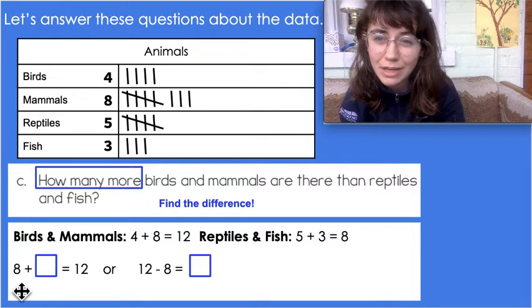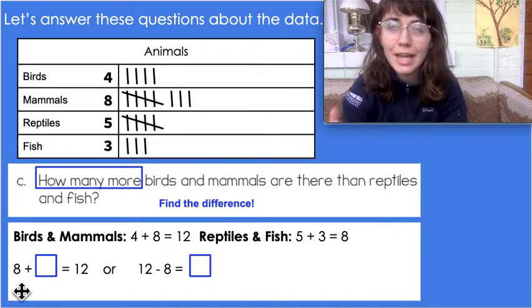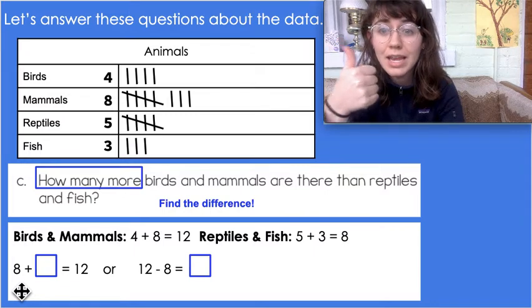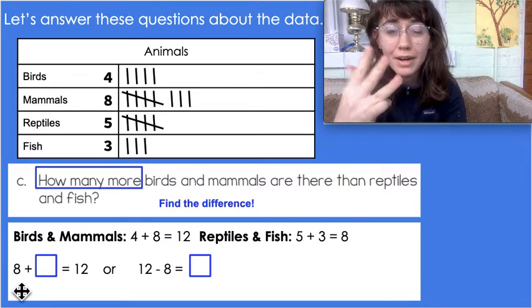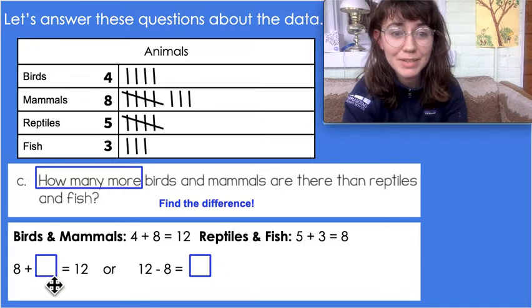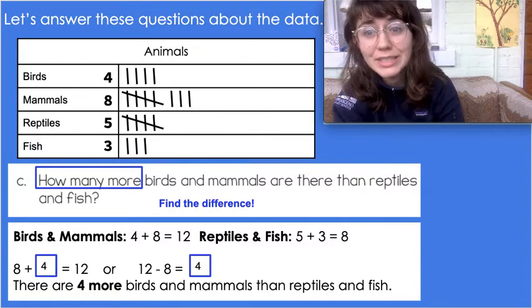I like to use counting on sometimes to solve this. So I'm going to start at 8 and get to 12. So 9, 10, 11, 12. I have 4, and so my missing part is 4. That means the difference is 4.